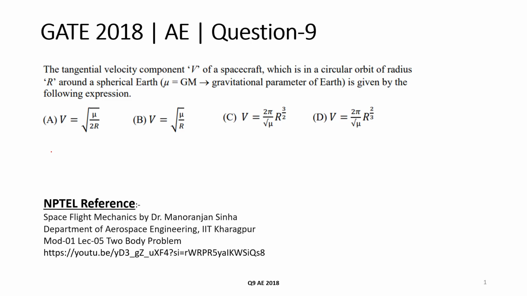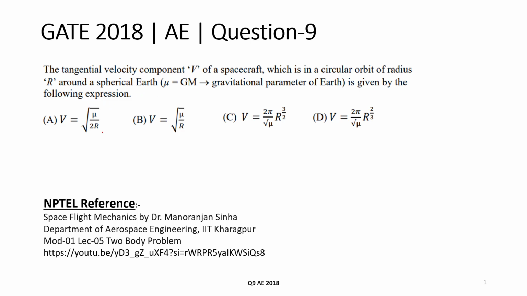Hi everyone, I will solve 2018 question number 9. The tangential velocity component v of a spacecraft which is in a circular orbit of radius r around a spherical Earth, mu equal to GM the gravitational parameter of Earth, is given by the following expression.